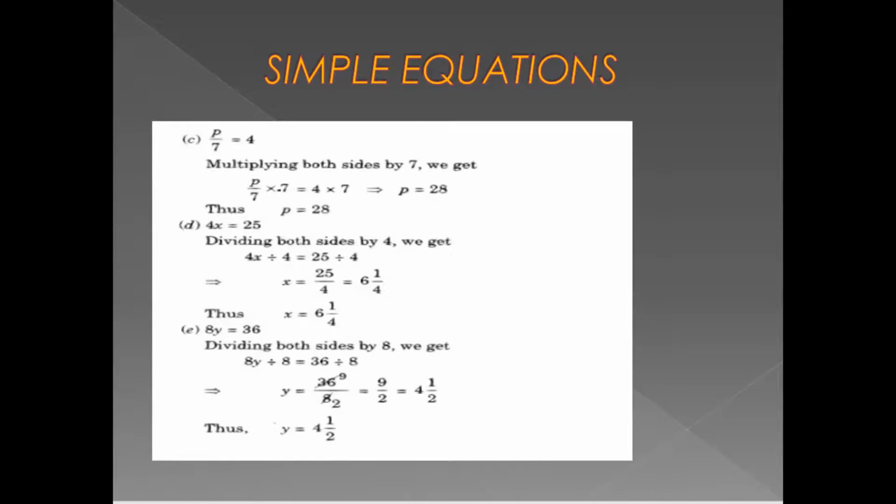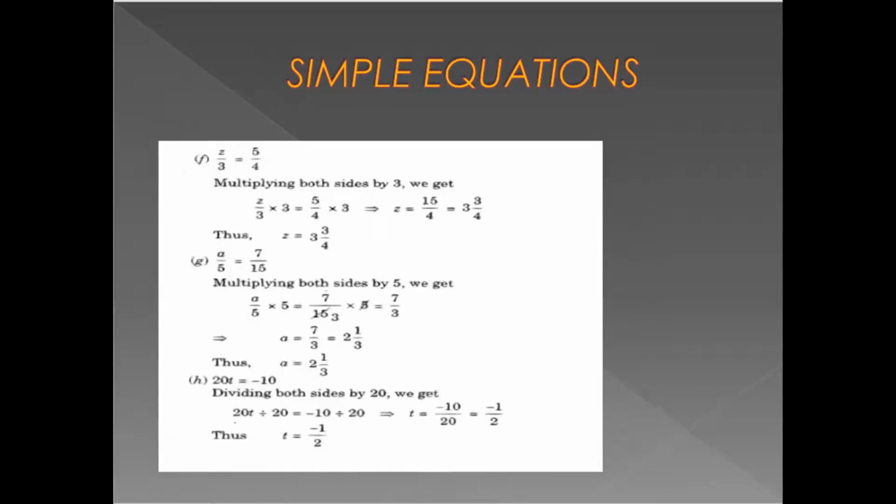Moving to the C part: P by 7 equal to 4. Multiplying both the sides by 7, we get P by 7 into 7 is equal to 4 into 7. That is P equal to 28. You can solve the D and E parts in a similar way. Then moving to the F part, Z by 3 is equal to 5 by 4.